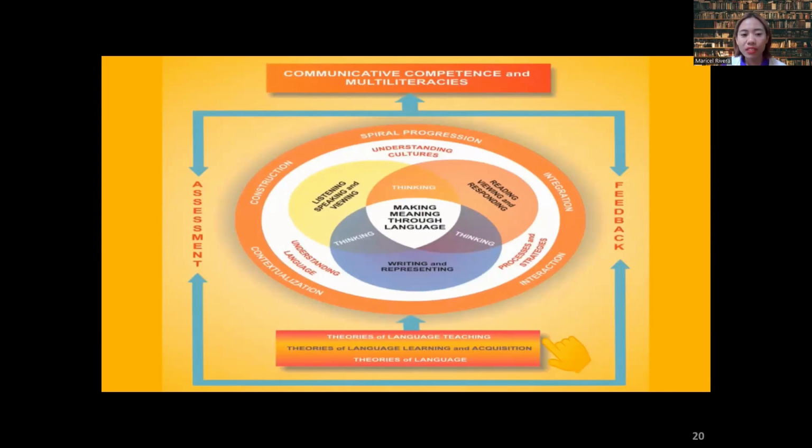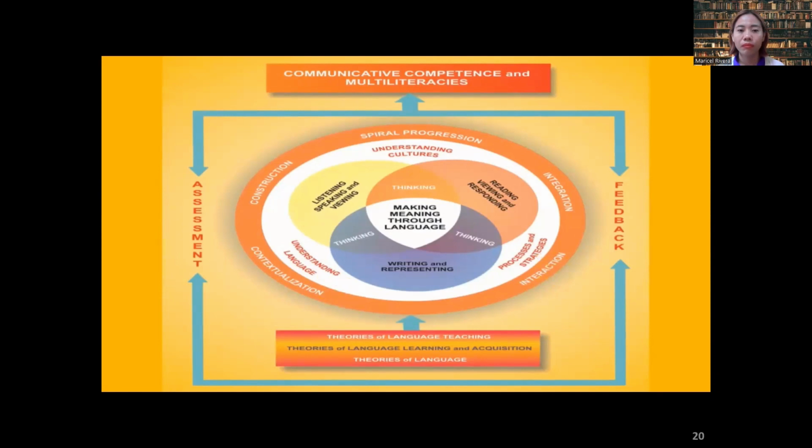So let's continue. These theories have spawned 5 components of the language teaching process that include spiral progression, integration, interaction, contextualization, and construction. These components guard effective use of language in 3 major applications of the macro skills in terms of understanding cultures, processes and strategies, and understanding language.